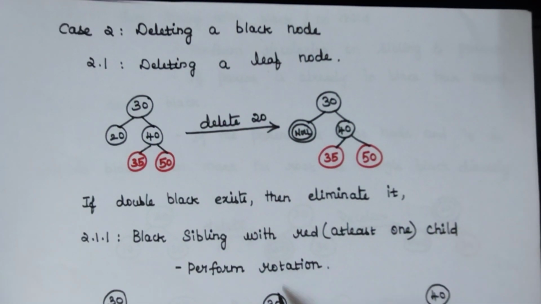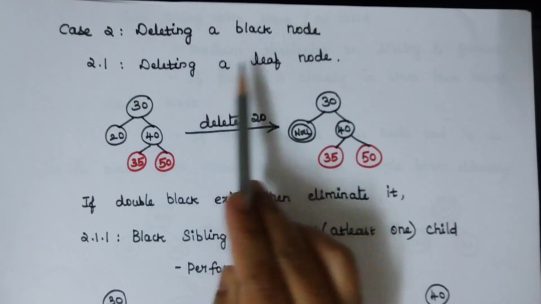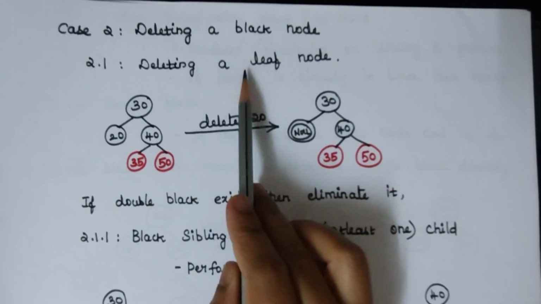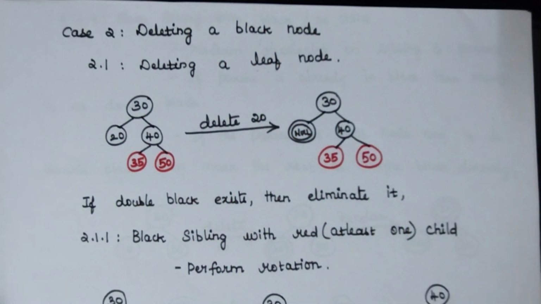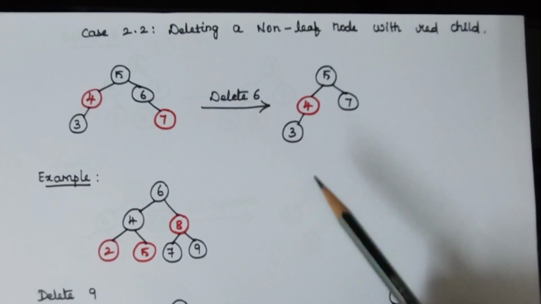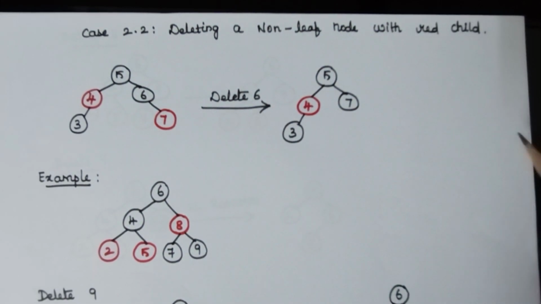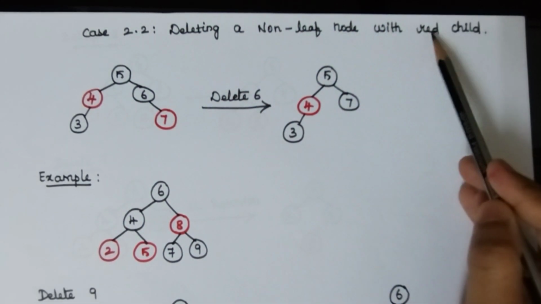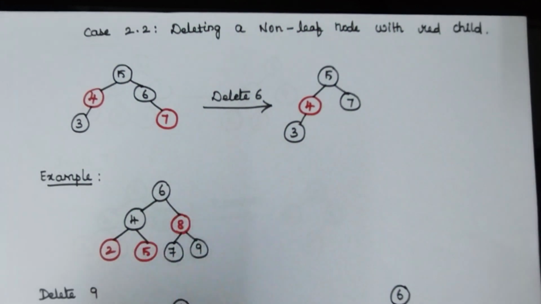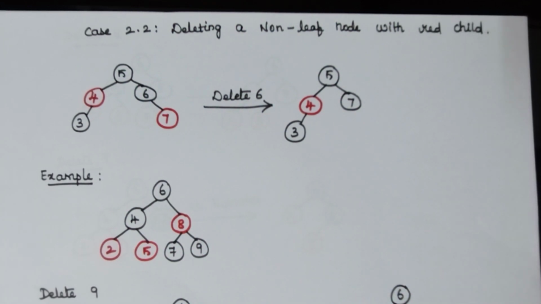Before that, first we will check what if we delete a non-leaf node that is black in color. Deleting a black node which is a non-leaf node or internal node. We'll check that property first. So in case 2, when you are trying to delete a non-leaf black node that is containing a red child, then what we need to do when we are getting any unbalancing, when the tree is unbalanced, how to balance the tree.